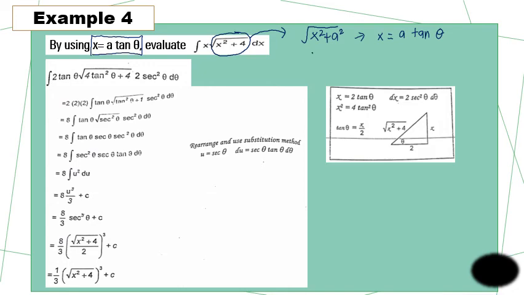Okay, so this form is x squared plus 2 squared. So we use the substitution x equal to 2 tangent theta. Then by looking at this question, we want to find the x squared. So x squared is 4 times tangent squared theta. And then we have to differentiate this x with respect to theta. So we find dx equal to 2 secant squared theta d theta.